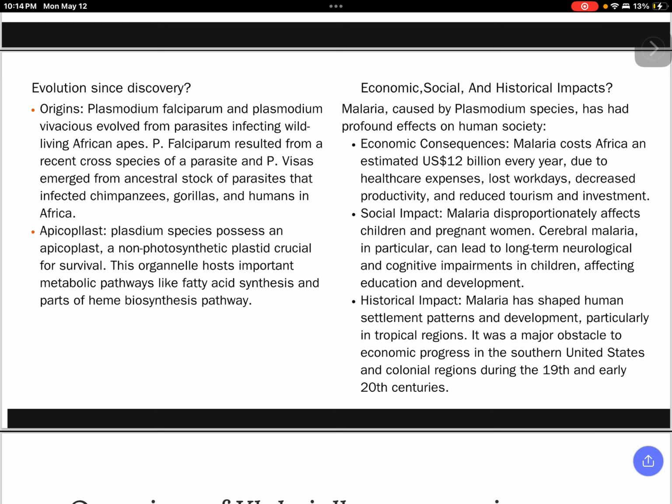Economic consequences included malaria costs in Africa estimated at about 12 billion a year due to healthcare expenses, lost work days, decreased productivity, and reduced tourism and investment.